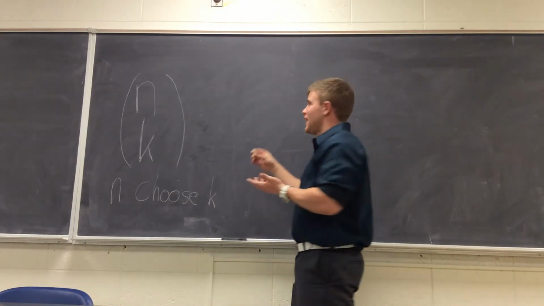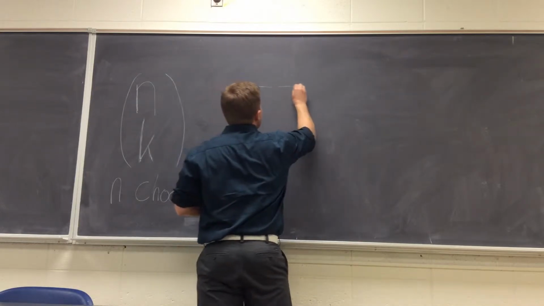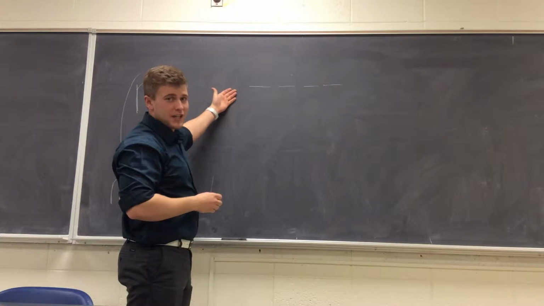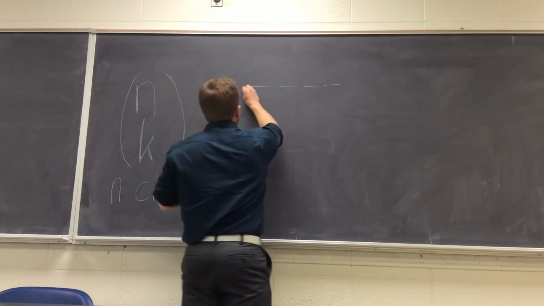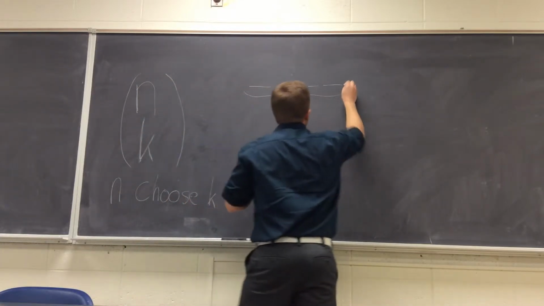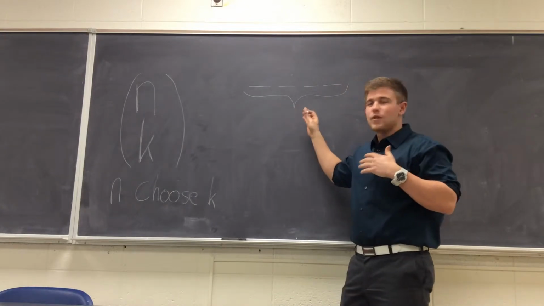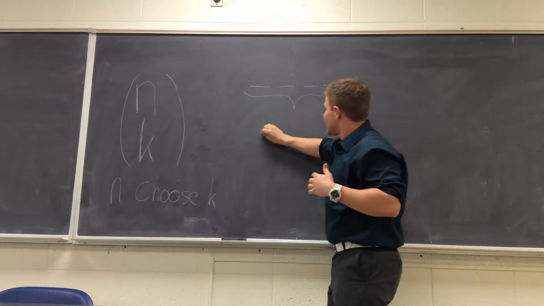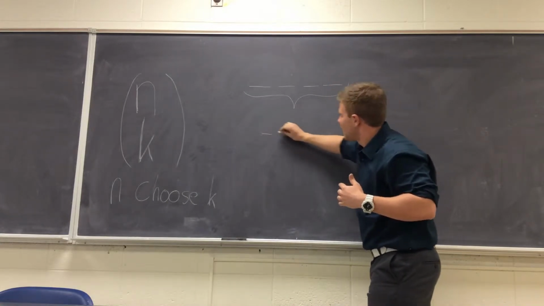So basically what this is saying is if we have an n amount of objects, we're finding out how many ways this grouping of objects can be grouped, okay?